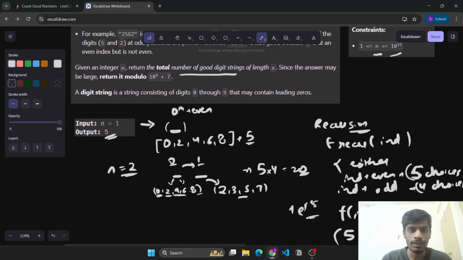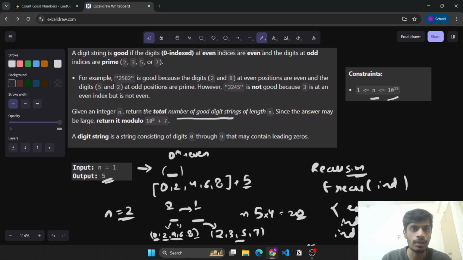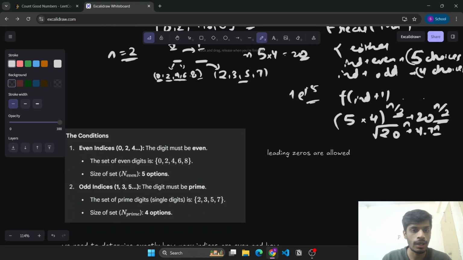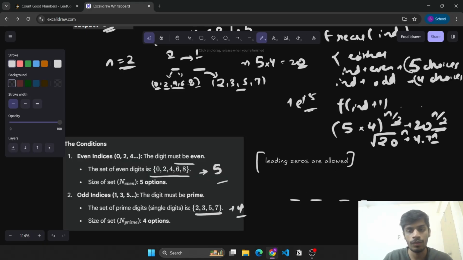We have two possible cases, either the indices will be even or odd. For even indices the digits must be even, this was the condition, and the set of even digits has 5 elements, so 5 choices, and for odd indices we have 4 choices. Also leading zeros are allowed, so at the start of the string we can have 0 as well, this will not make the number invalid, right? So hence 5 possible values.